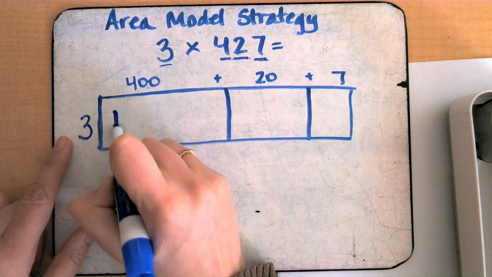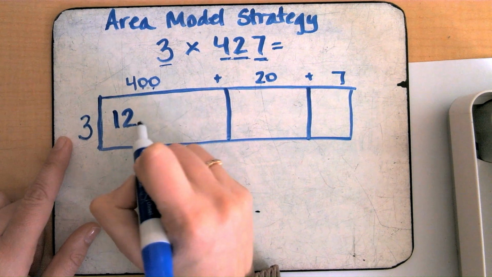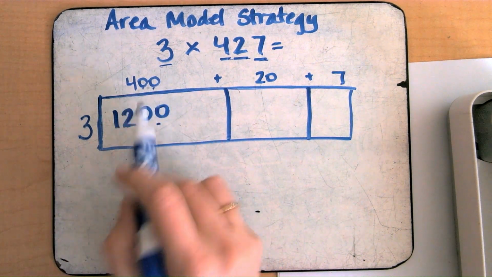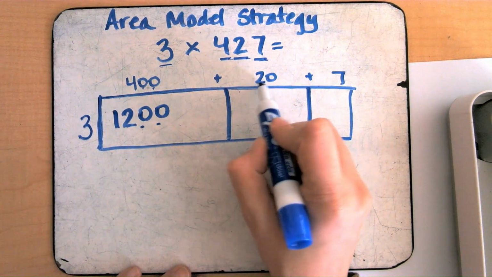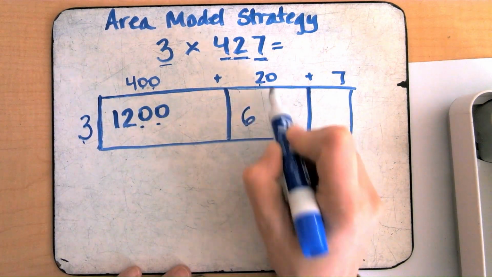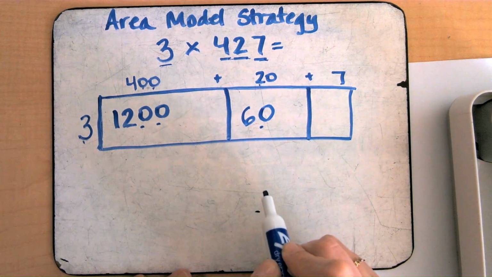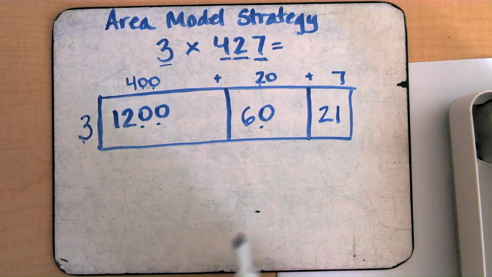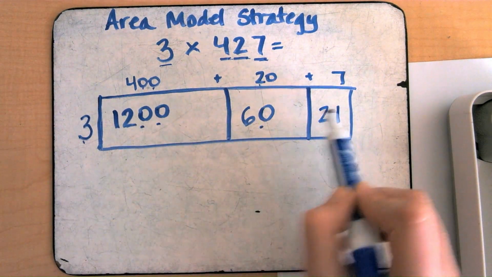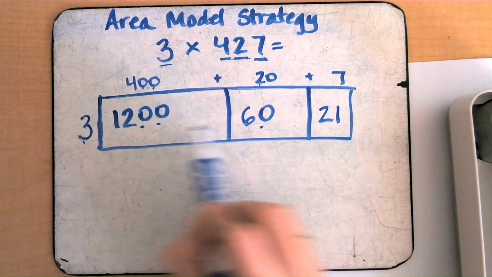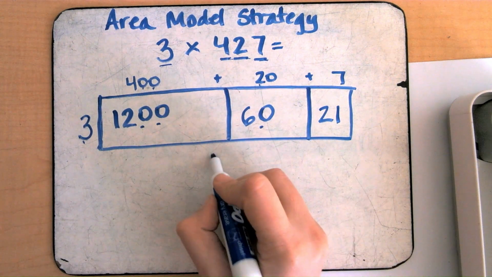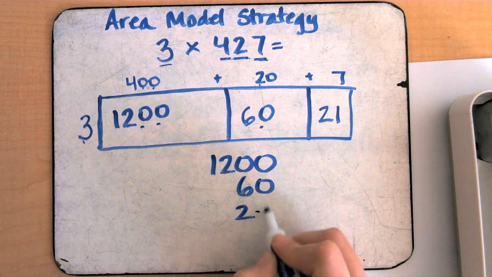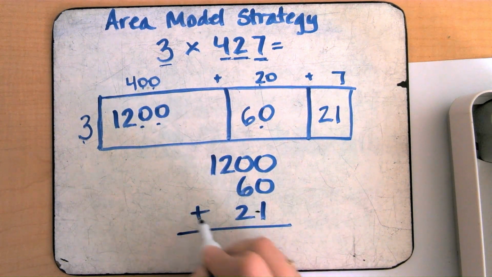3 times 4 is 12. And there are 2 zeros here. And I know that 2 zeros are 100 times the value. 1 zero right here, 3 times 2 is 6. Add that zero, that's 10 times the value. And then I know that 7 times 3 is 21. When I have the numbers inside the box, the inside numbers, that's the area. So I have to take those numbers and add them together to get my product.